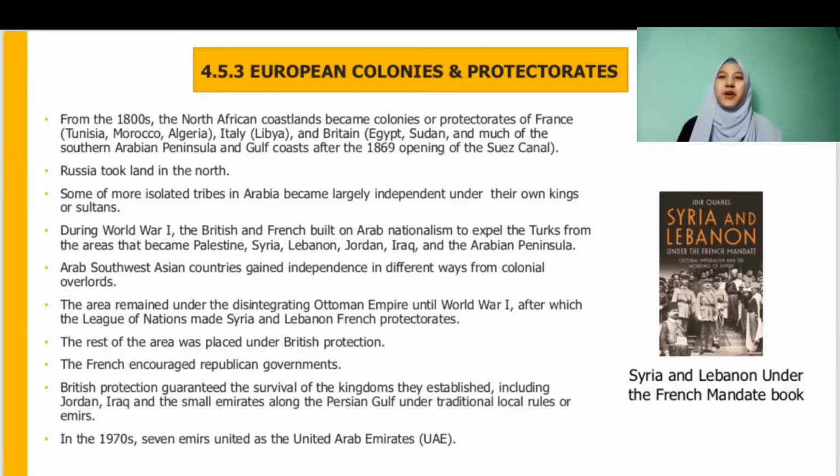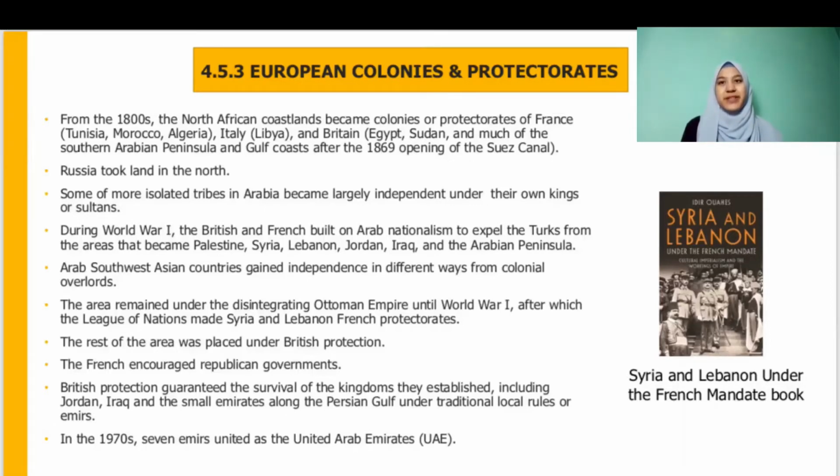Some of the more isolated tribes in Arabia became largely independent under their own kings or sultans. During World War I, the British and French built on Arab nationalism to expel the Turks from the areas, which became Palestine, Syria, Lebanon, Jordan, Iraq, and the Arabian Peninsula. Arab Southwest Asian countries gained independence in different ways from colonial overlords.